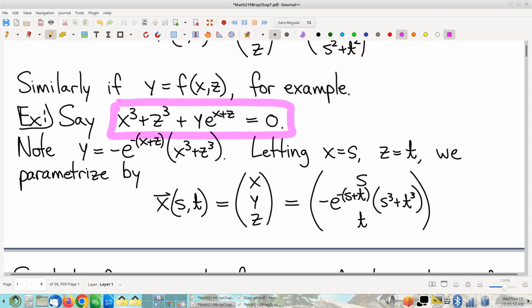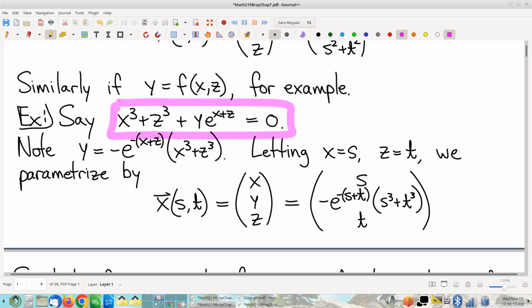What I like about this example, it's not even given as a graph, right? This is just given as an equation. And then you have to take it upon yourself to take the initiative. Hey, I wonder if I could rewrite this as a graph, then I get to use the graph parameterization that works so well.